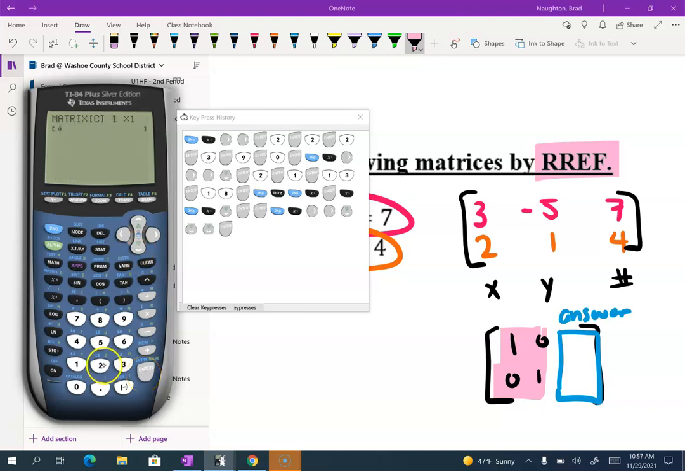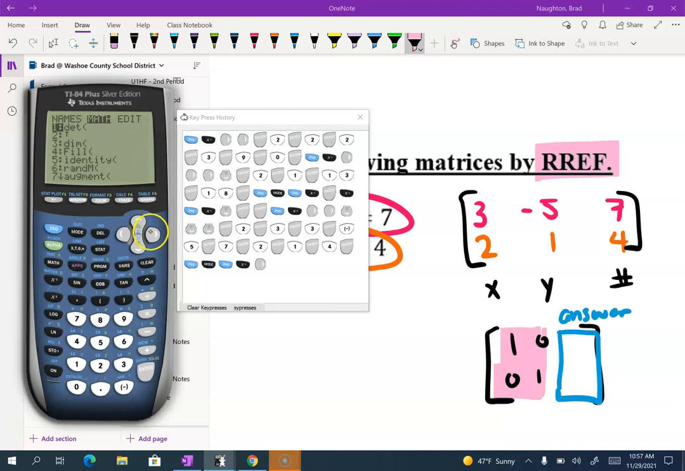So it's going to be a 2 rows by 3 column matrix. So 3, -5, 7, 2, 1, 4. And then we're not doing inverses. We're doing RREF. So I'm going to go second matrix, and rather than going all the way down, I'm going to go up to RREF, and then put in matrix C, because that's where I have my information.